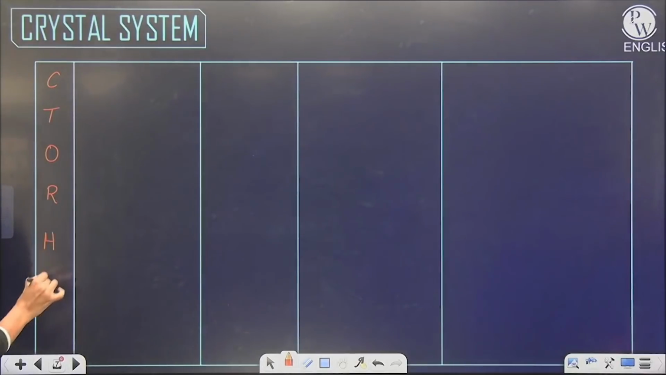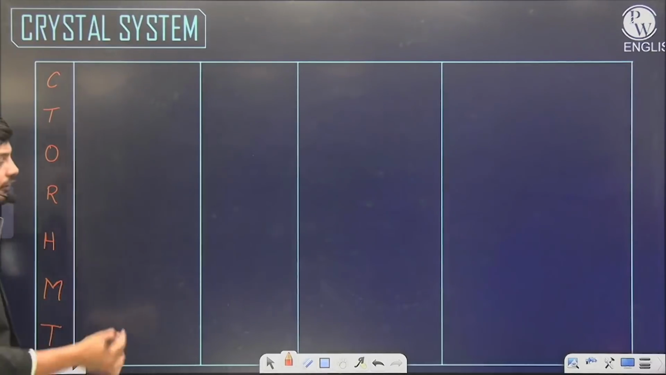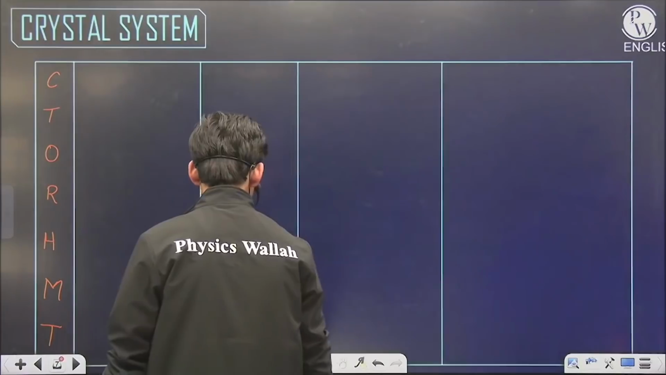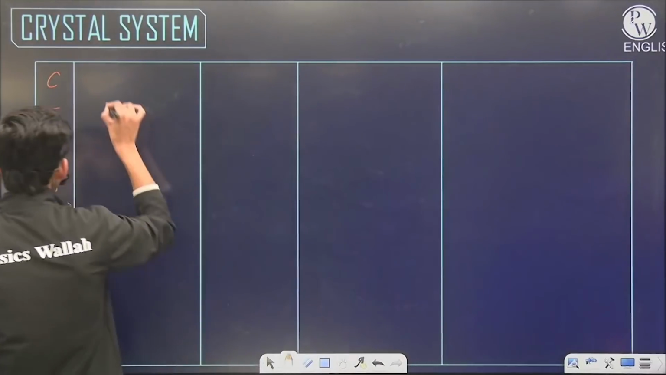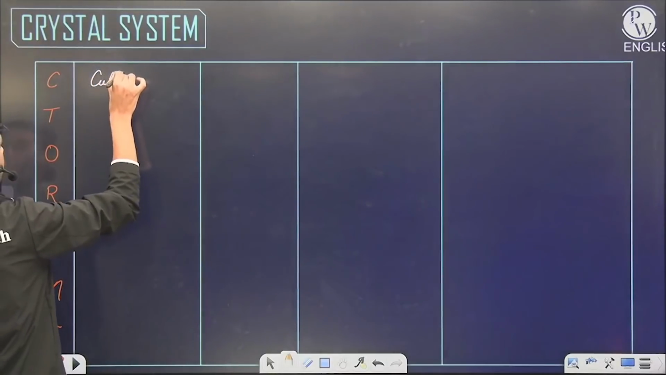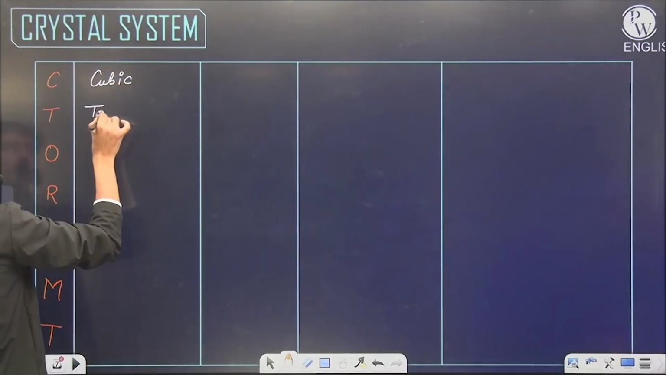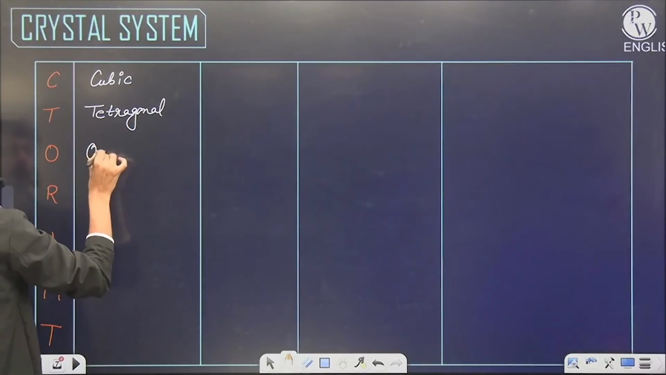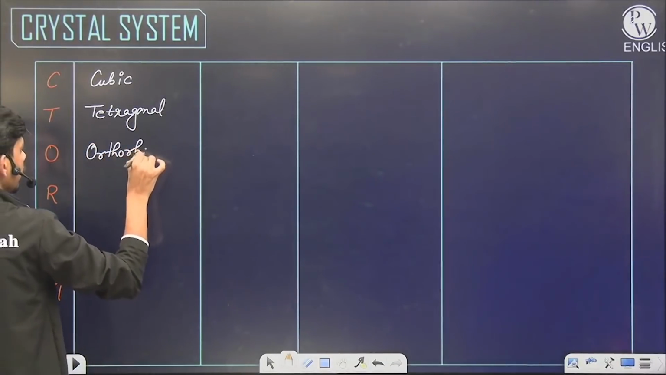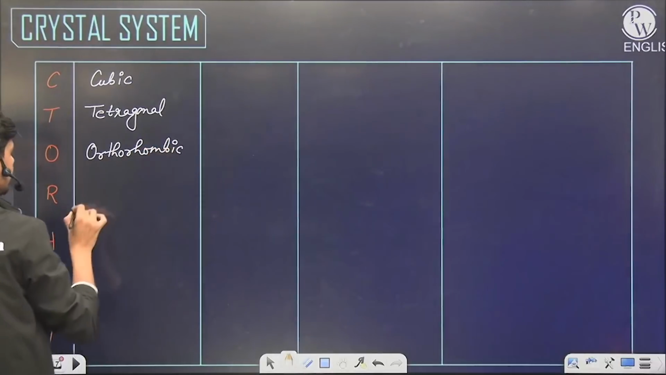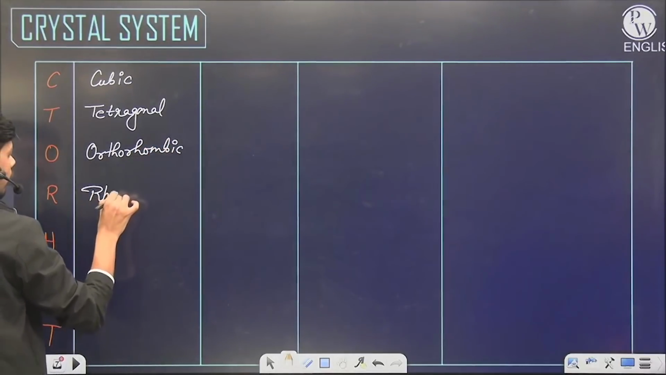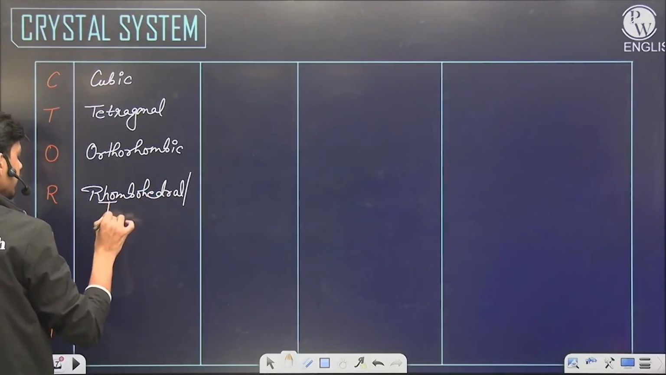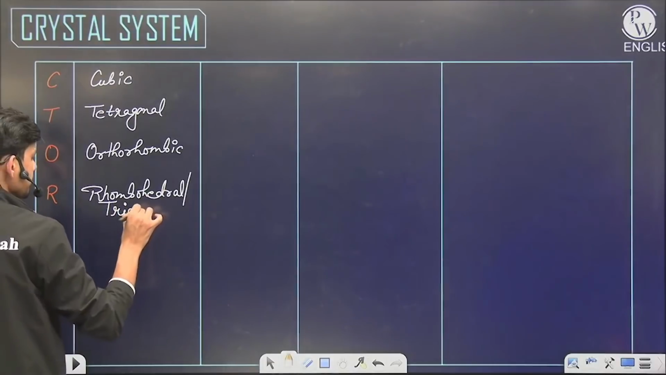So the order is C-TOR HMT. We can remember it very easily. C-TOR HMT. Now this C represents a solid with a cubic unit cell. This T represents tetragonal unit cell. This O represents orthorhombic unit cell. This R represents rhombohedral or trigonal unit cell.